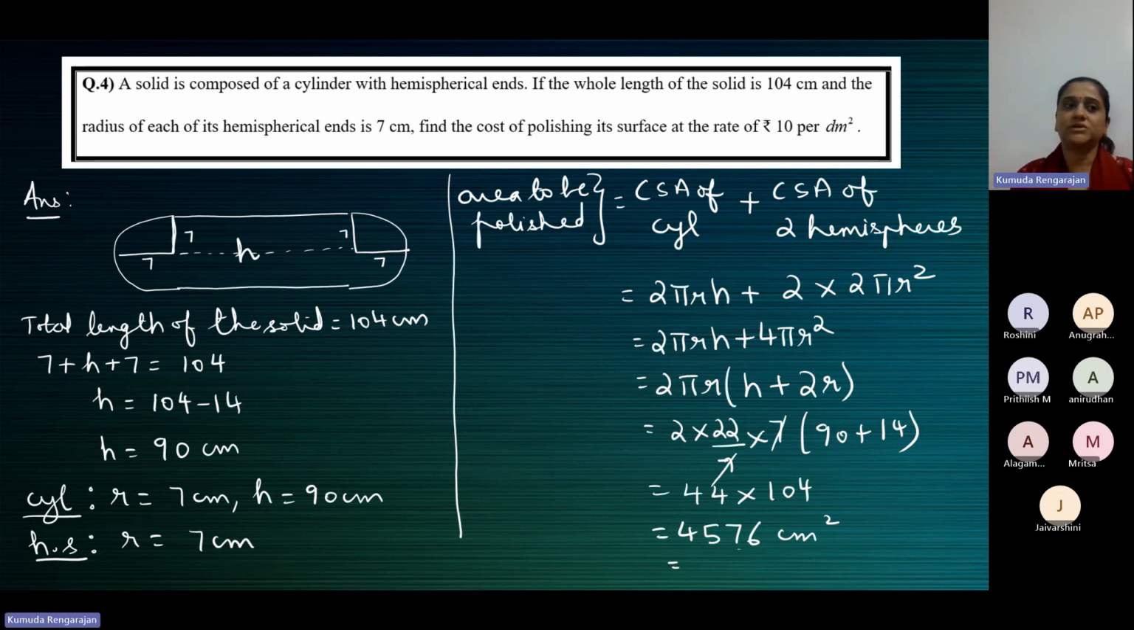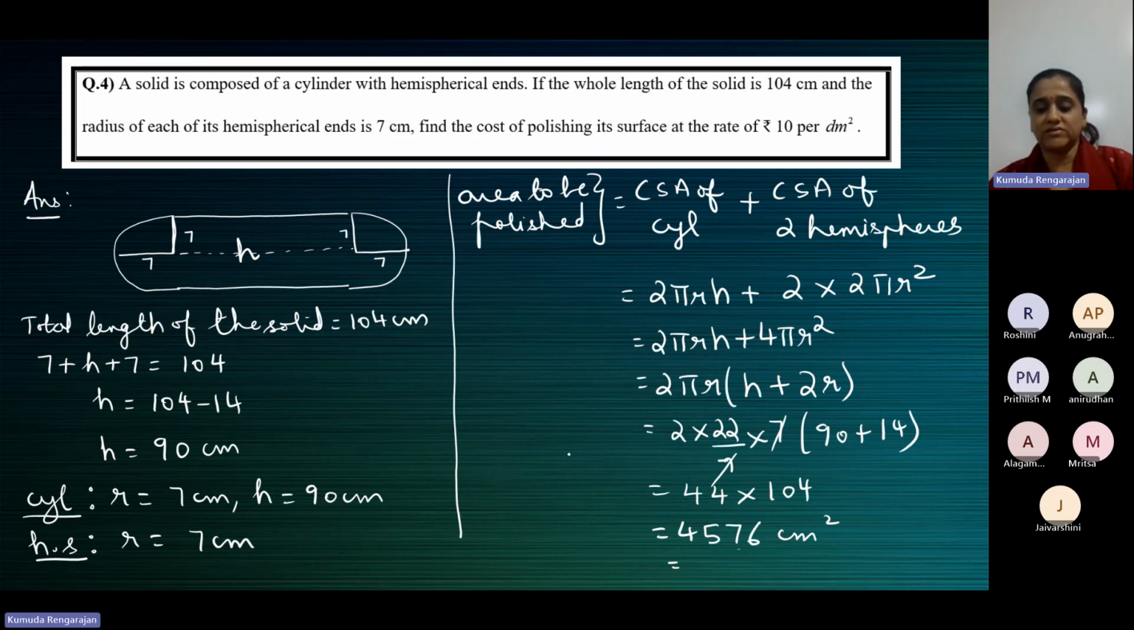How do we convert centimeter square to decimeter square? Which is bigger of the two, centimeter or decimeter? Millimeter, centimeter, decimeter, meter. Decimeter is a larger unit when compared to centimeter. So how will you convert centimeter to decimeter? Will you multiply by 10 or divide by 10? Divide by 10. So centimeter square to decimeter square, divide by 100.